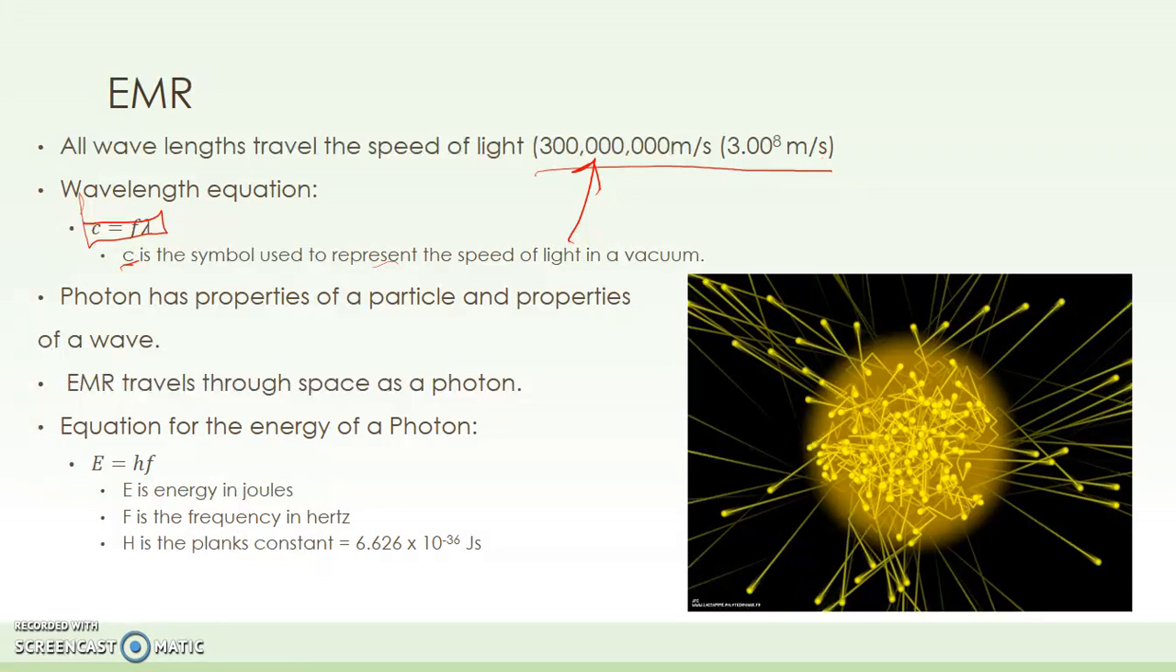Photons have properties of a particle and properties of a wave. Electromagnetic radiation travels through space as a photon. The equation for the energy of the photon is right here. Can you see it right here? E, remember, is the energy of the photon in joules. f is the frequency of the wave in hertz, and h is known as Planck's constant, which is this number right here. So if you want to add these two numbers to your formula sheet, if you have downloaded the formula sheet, that would be good to know for practice problems.